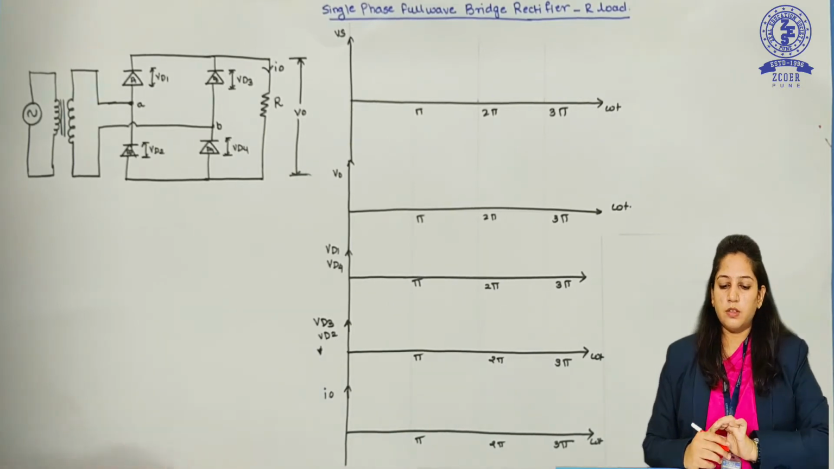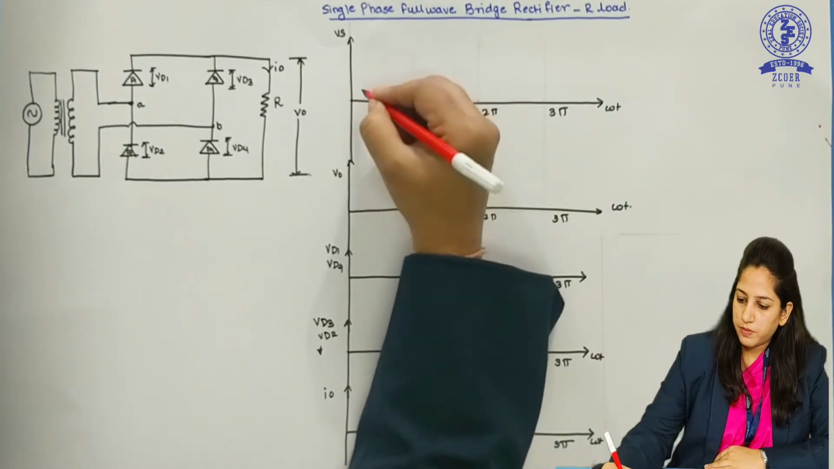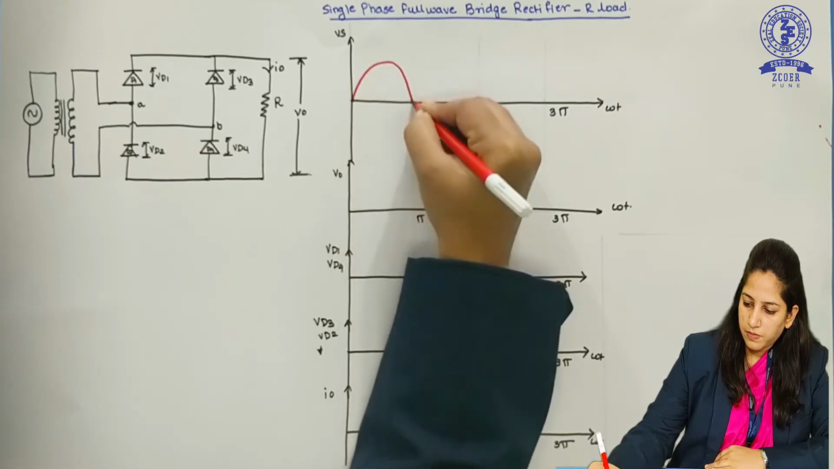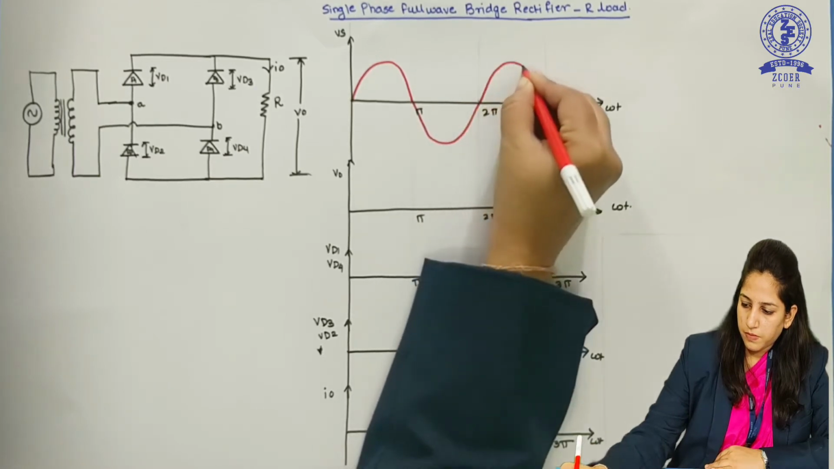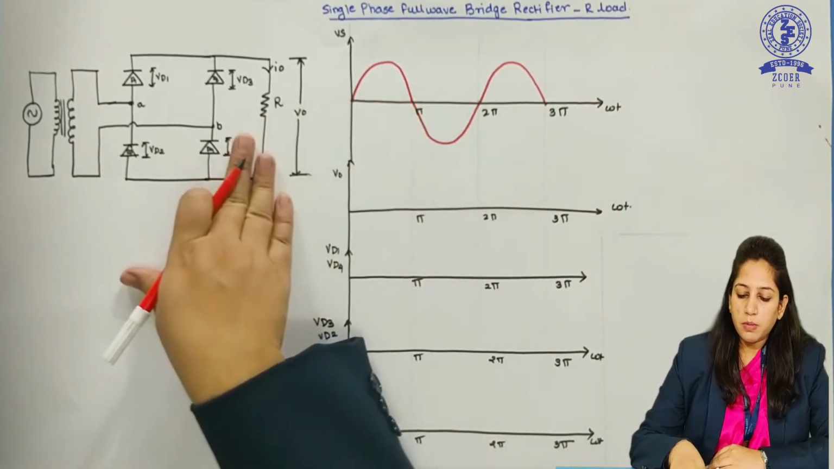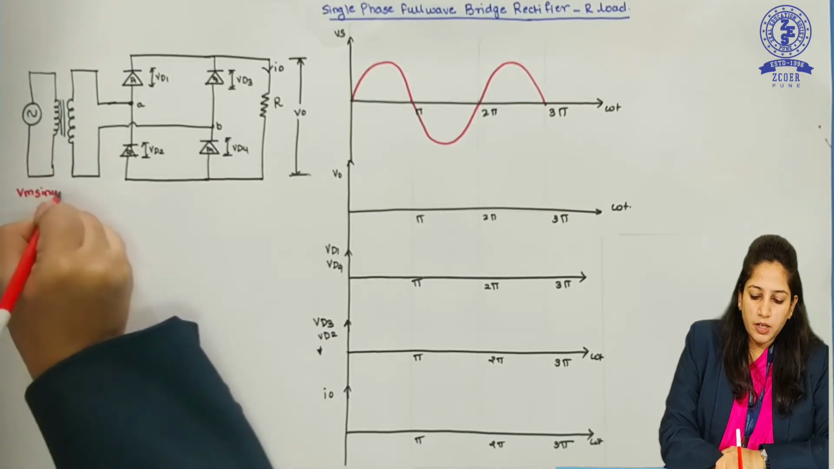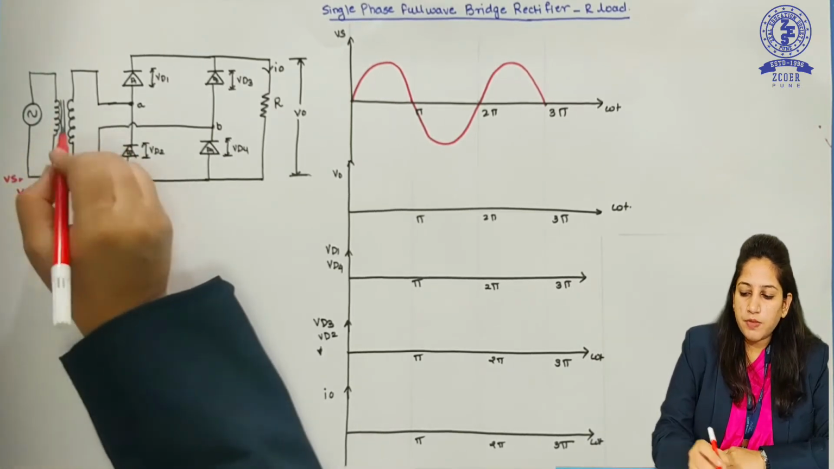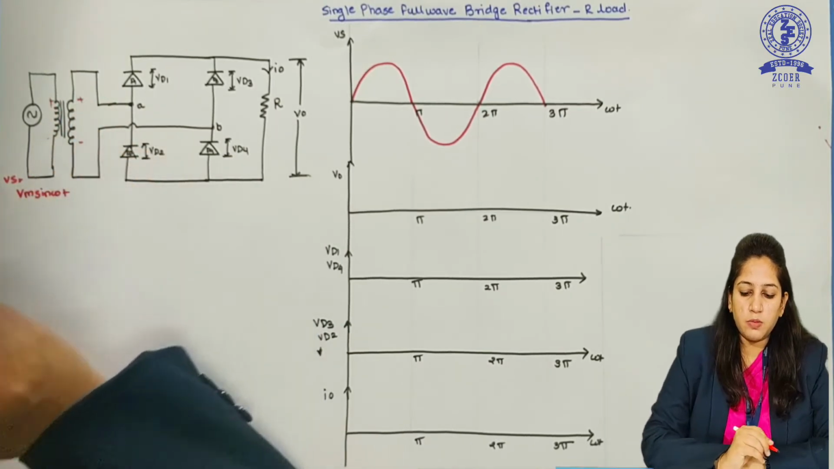So here, now I will first of all draw an input sine wave. So this will be input sine wave. Okay. But now see, whenever we talk about input sine wave, we will be applying Vm sine omega t as our input Vs. Okay. So for the positive half cycle, whenever I will be applying, here will be plus minus, here will be plus minus.